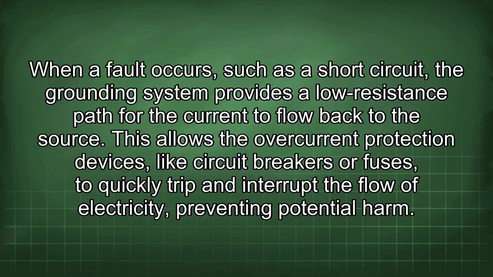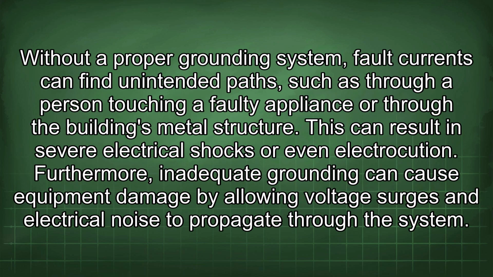This allows the overcurrent protection devices, like circuit breakers or fuses, to quickly trip and interrupt the flow of electricity, preventing potential harm. Without a proper grounding system, fault currents can find unintended paths, such as through a person touching a faulty appliance or through the building's metal structure. This can result in severe electrical shocks or even electrocution.